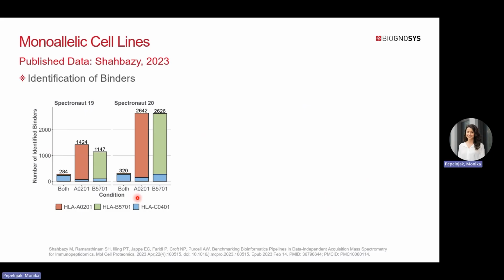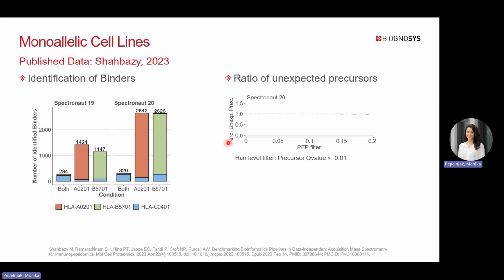So we then calculated the percentage of unexpected peptides as a proxy for run level FDR. So with applying a 1% run level FDR filter for precursors, we would expect to not have more than 1% of unexpected precursors in a specific run. Looking at the averages across the runs, you can see that we indeed do not go above 1% with our approximation of run level FDR.